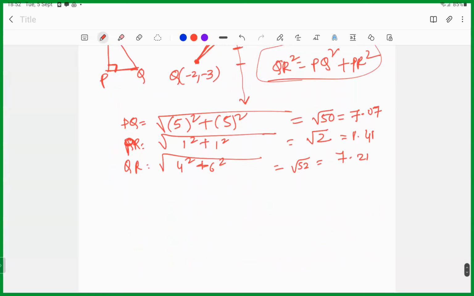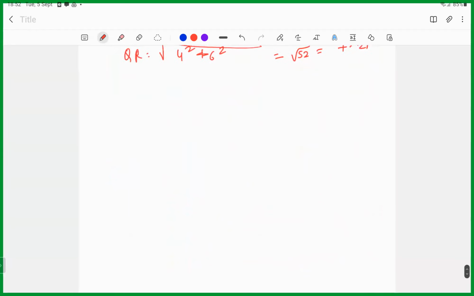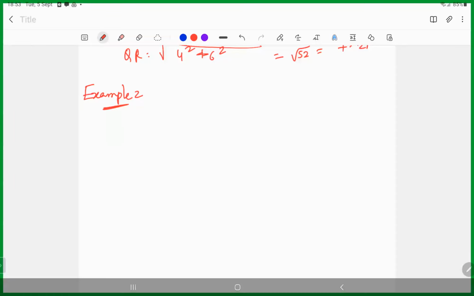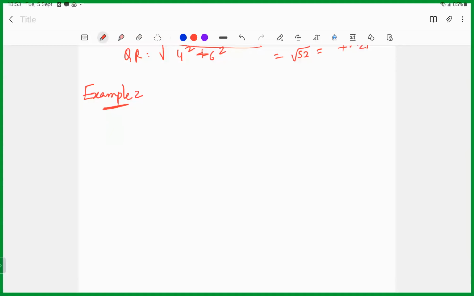Let's go for the next example. Clear? Example 2. Show that the points are the vertices of a square. First, let's plot it so that it will be clearer. You don't need to plot, but it's good to plot so that you can have an idea beforehand. Plotting always gives a picturization, so it's more clear.